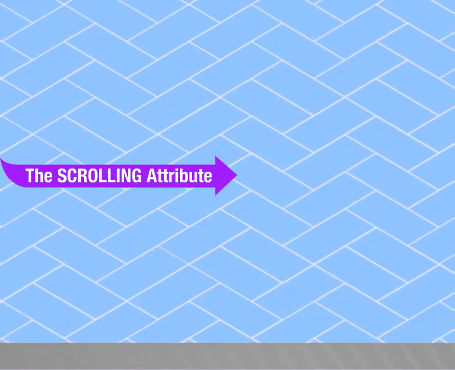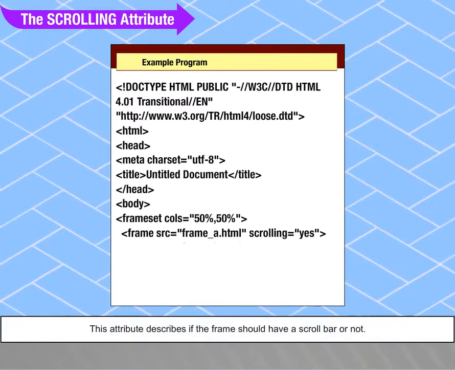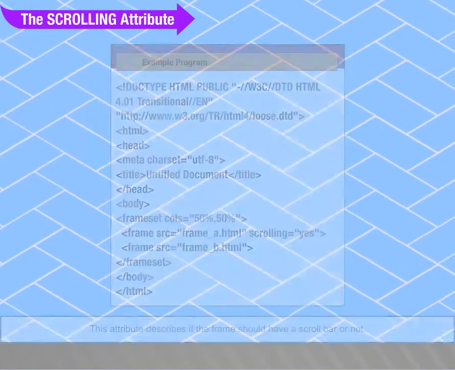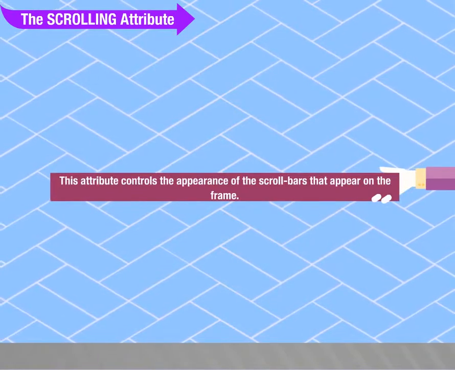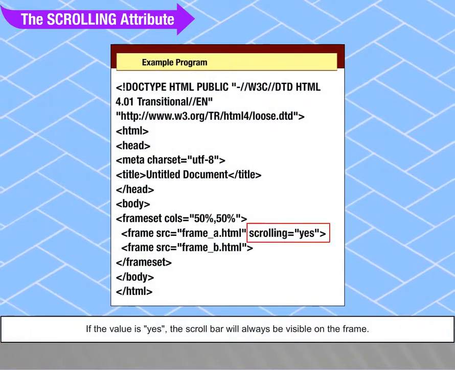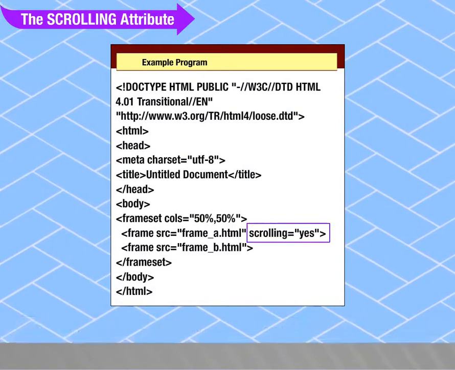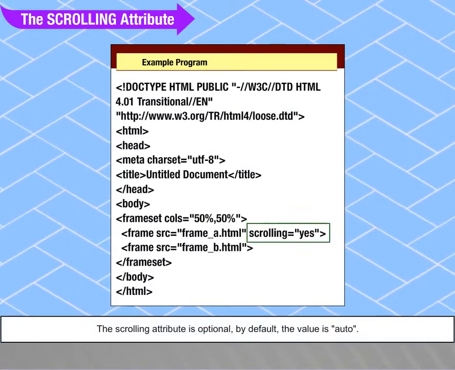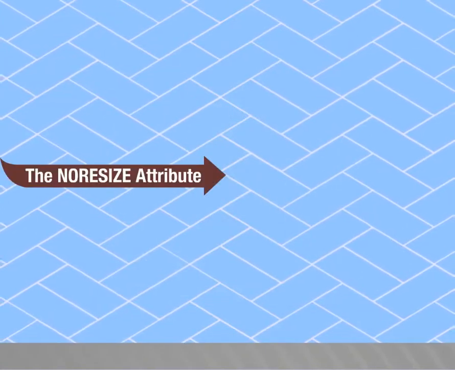The scrolling attribute. This attribute describes whether the frame should have a scroll bar or not. This attribute controls the appearance of the scroll bars that appear on the frame. If the value is yes, the scroll bar will always be visible on the frame. The no value results in no scroll bars. Auto means scroll bars are added wherever they are needed. The scrolling attribute is optional. By default, the value is auto.